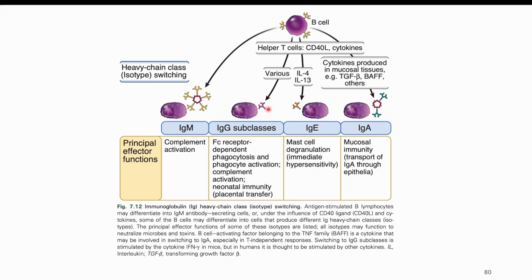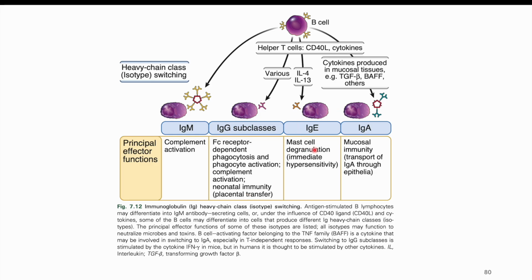So once the IgG subclass is there, the principal function of IgG, and remember IgG is majorly coming in the secondary response, will be Fc receptor dependent phagocytosis and phagocyte activation, complement activation, and neonatal immunity. Basically this is the subclass which is transferred via the placenta to the baby. So remember, babies have innate immunity and also passive adaptive immunity, because these are the antibodies which are given by the mother to the fetus or to the baby.